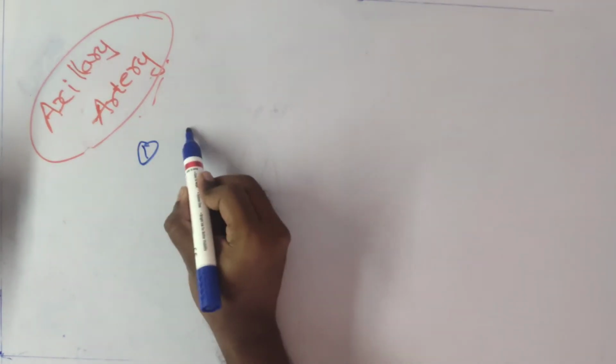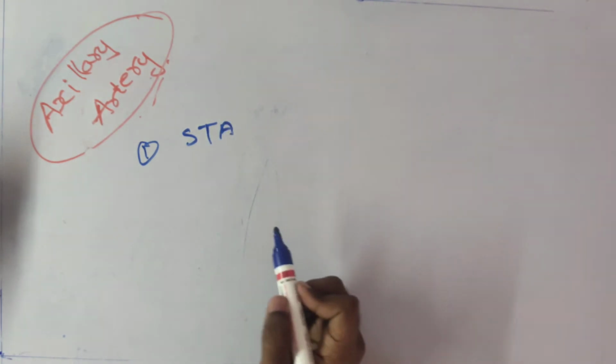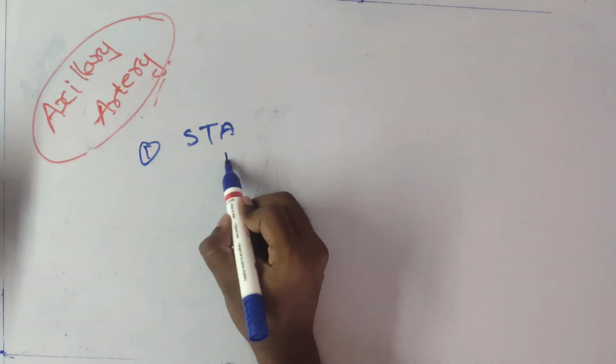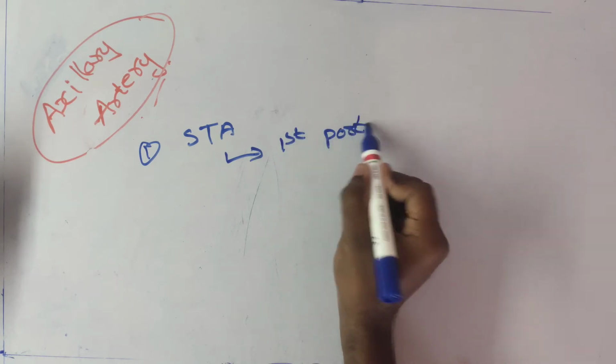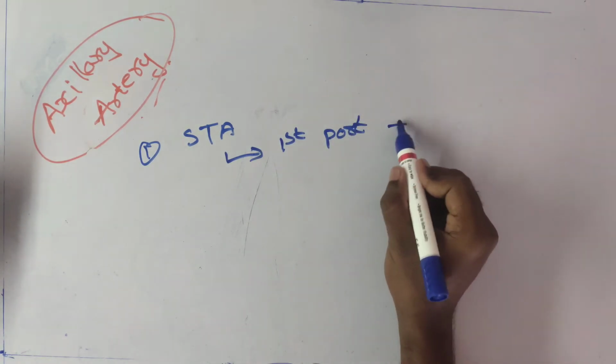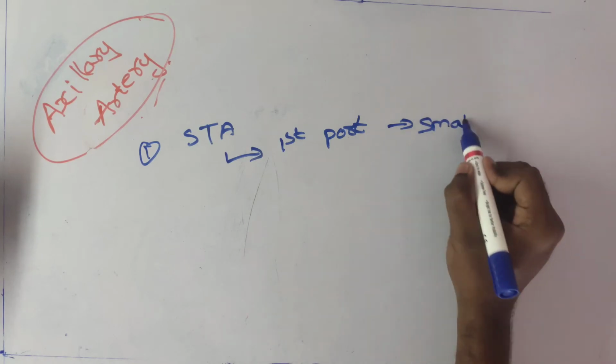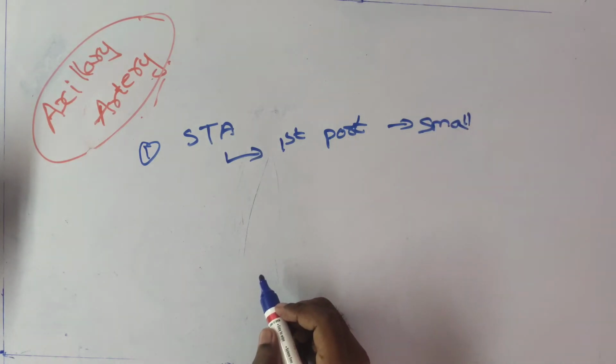First branch is superior thoracic artery. It belongs to the first part of the axillary artery. Okay, it is the smallest branch. It is a small branch and belongs to the first part.